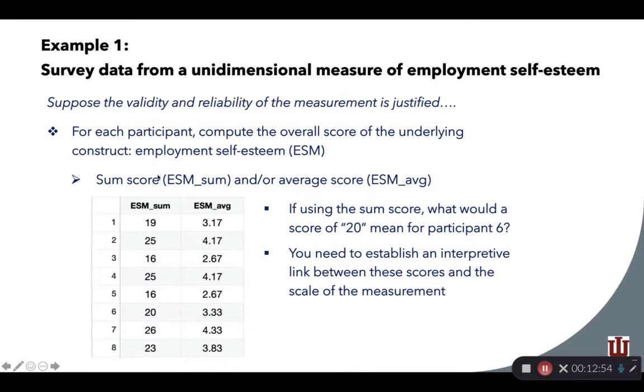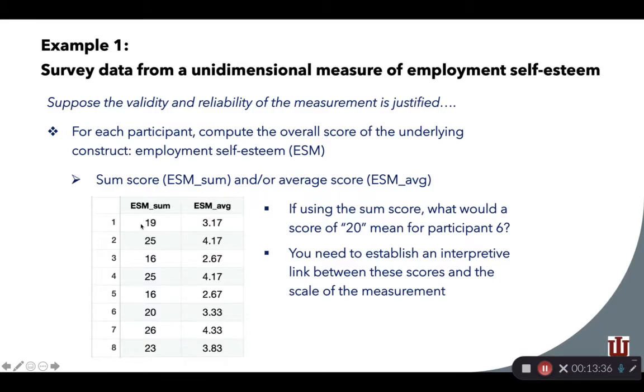And also we can report for each participant an overall score. So for example, we have 8 participants. Then there are 2 scores I see researchers choose to report. One is the sum score, another is the average score. Because this is a unidimensional measure, and we use a consistent scale for all questions, those scores we can compute to produce an overall measure.